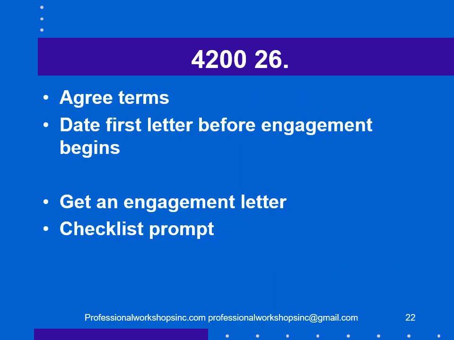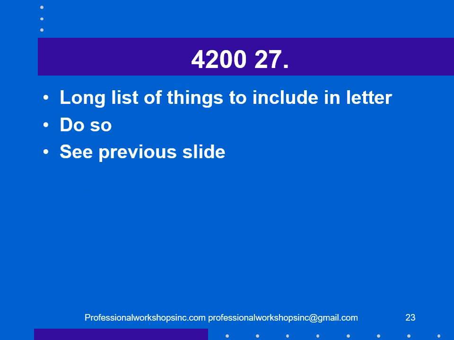Paragraph 26 says we should agree the terms with the client. And the requirement kind of is that we date the first letter before the first engagement begins. So that's only a concern the first year we have the client. Afterwards, when the letter is to be dated is unspecified in standards. But at the very least, you should date the first engagement letter before the first engagement begins. So get an engagement letter and have a checklist prompt.